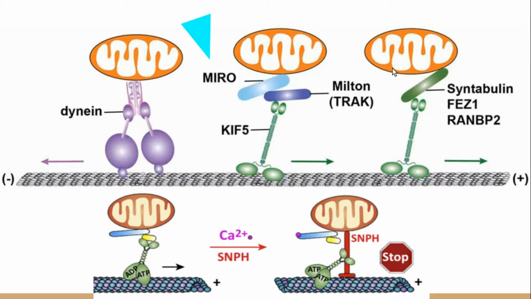In terms of regulation, Miro contains two EF hand domains. EF hand domains bind calcium ions. This has led to this interesting theory of activity-dependent docking of mitochondria. Because when Miro binds to calcium, it drops kinesin. And when are calcium ions upregulated? Well, in a dendrite, calcium is upregulated following stimulation by a synapse.